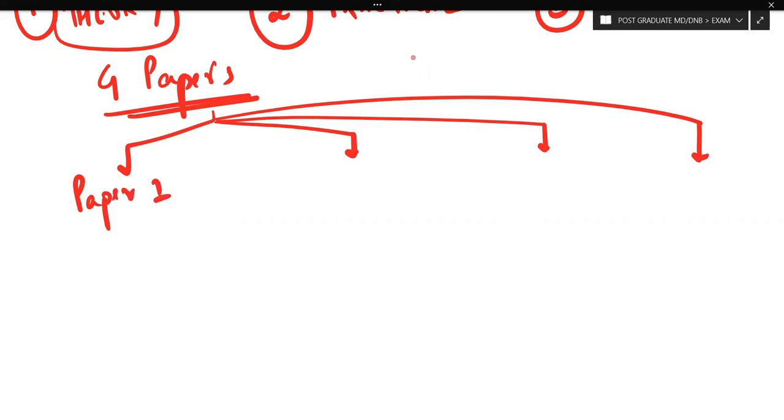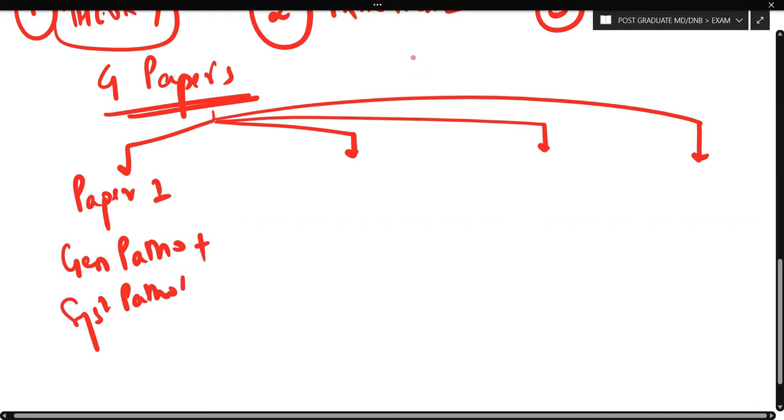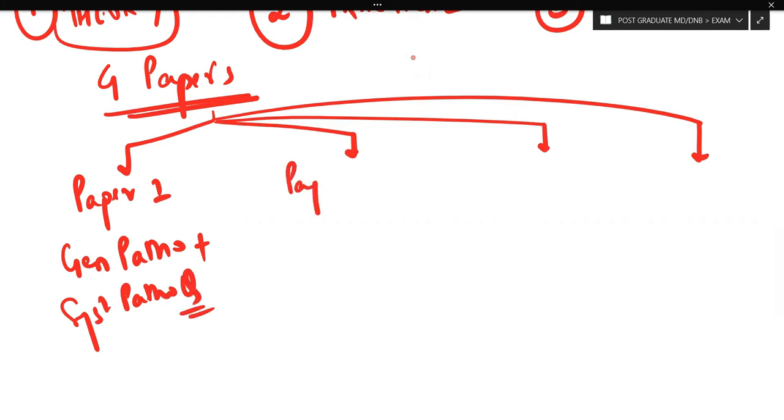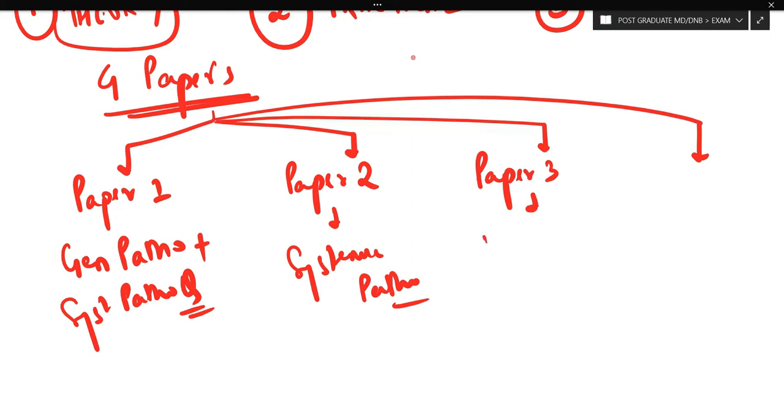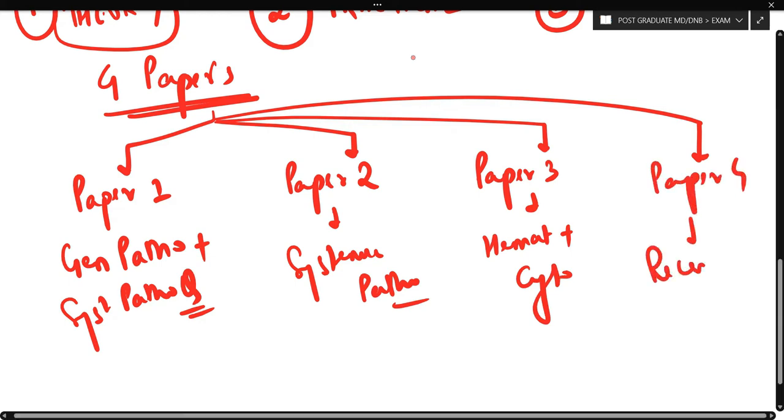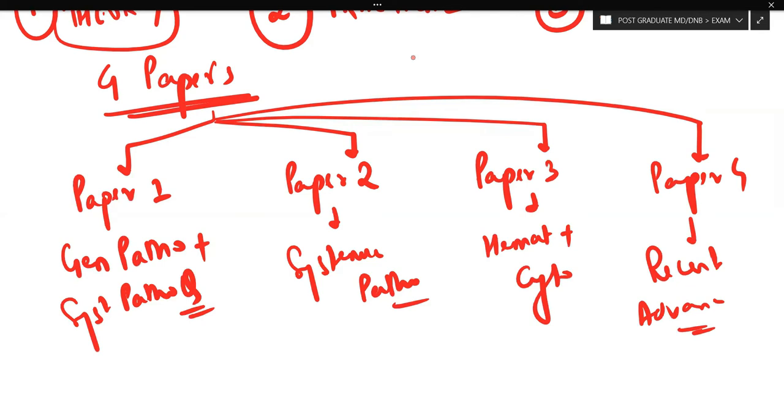So paper 1 is basically predominantly based out of general pathology, plus some of the systemic pathology questions. I will tell you which kind of pathology questions. Paper 2, mainly they are based out of systemic pathology only. Paper 3, they are based out of hemat plus cyto. And paper number 4 is based out of recent advances. Now, you all tell me whether this is the division you people have. Most of you, do you have this kind of division?